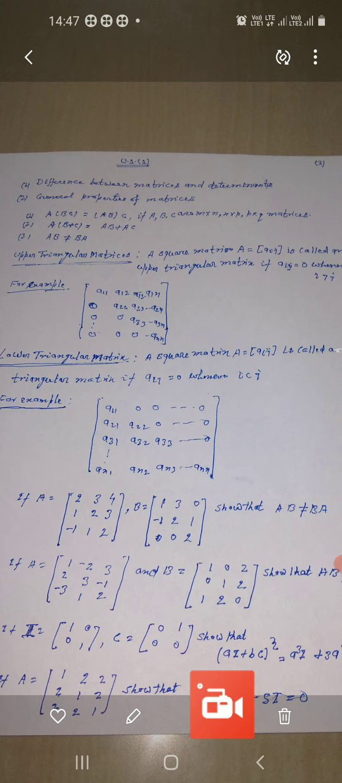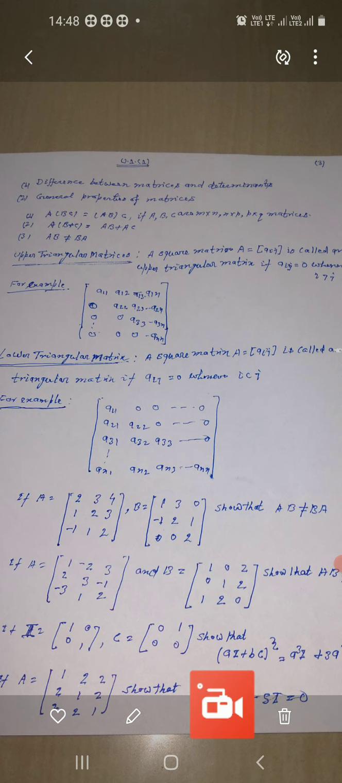Now we discuss triangular matrices. Triangular matrices are of two types: lower triangular matrices and upper triangular matrices. This is very important while solving the case of rank of a matrix. In order to find the rank of a matrix, you are required to reduce the matrix into lower form or upper form, and then you can decide what will be the rank of the matrix.